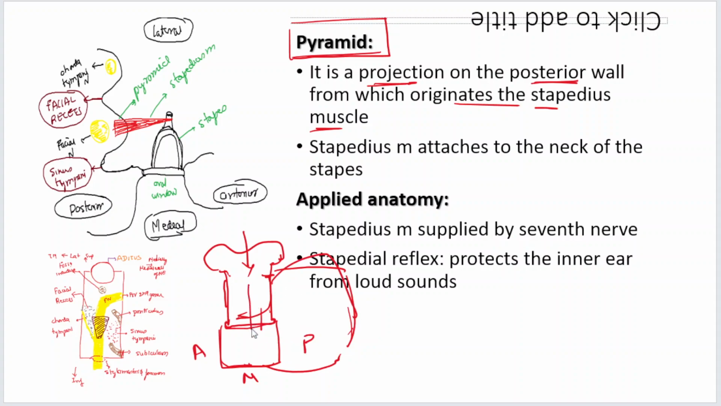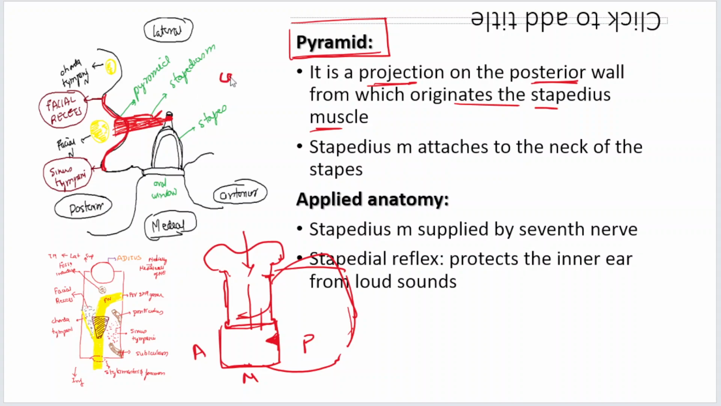So after entering into this, here on the posterior wall, you will see a projection that is coming out. That is called the pyramid. So this is that projection that we are talking about. From the pyramid arises this muscle that is called the stapedius muscle, which goes on to attach to the neck of the stapes. So what does the stapedius muscle do? The stapedius muscle is an important part of stapedial reflex.